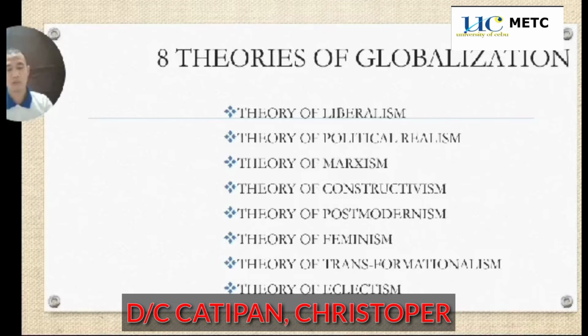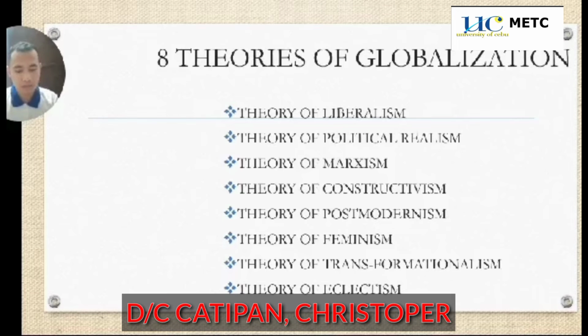Next is the theory of Marxism. It is an atheistic and materialistic worldview based on Karl Marx. Next is the theory of constructivism. It is a theory that says that learners construct knowledge rather than just passively take in information. Theory of postmodernism. It relies on critical theory, which considers the effect of ideology and society on culture and commonly criticizes universalistic ideas.